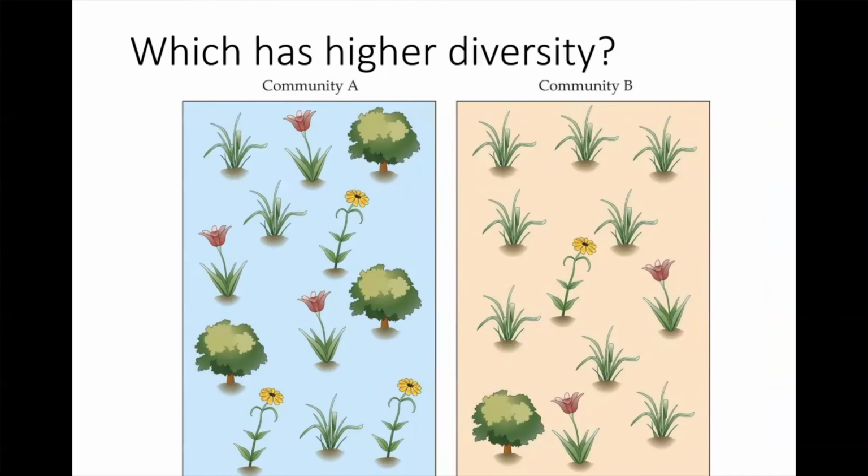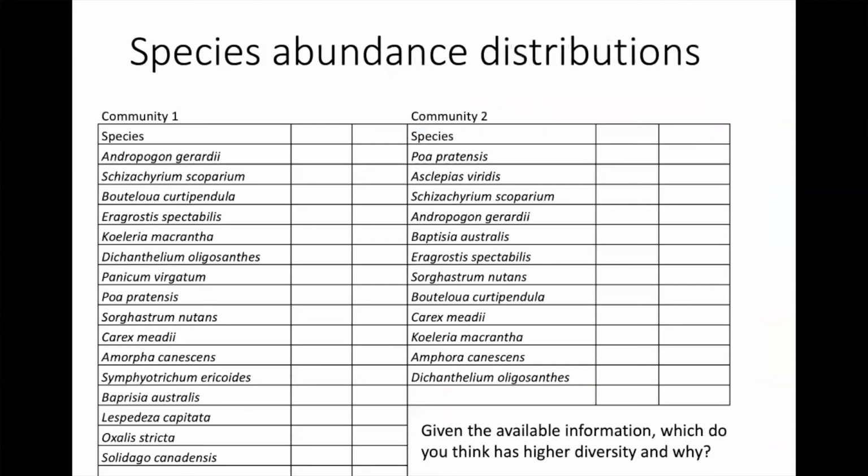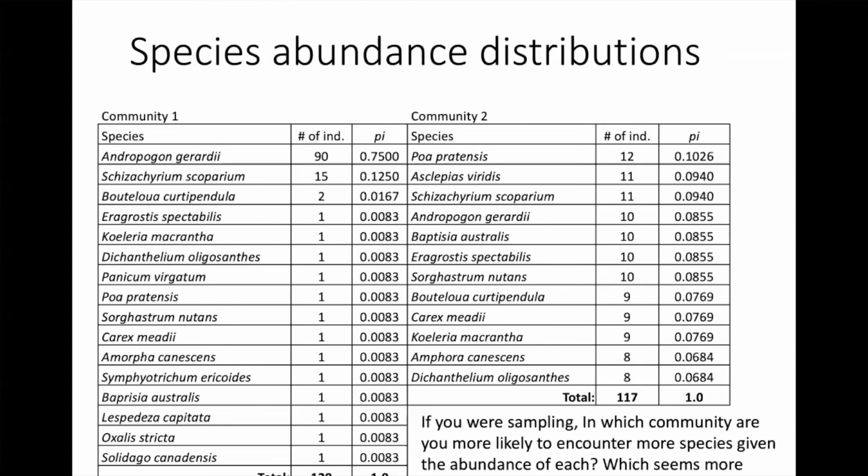So let's think about how we do this in terms of organizing data. Here we have 2 communities, kind of like the pictures we just had, and we've got lists of species. So just based on what's here, which community seems like it would have higher diversity? Community 1, yeah, the one with more species, right? But if I add in the number of individuals of each species detected in both of these, and then I figure out what proportion of those individuals are in each species by figuring out the total here, and then dividing by that to get this.